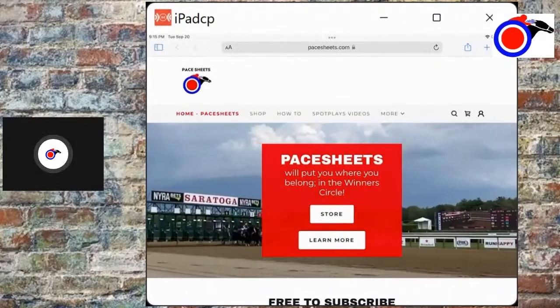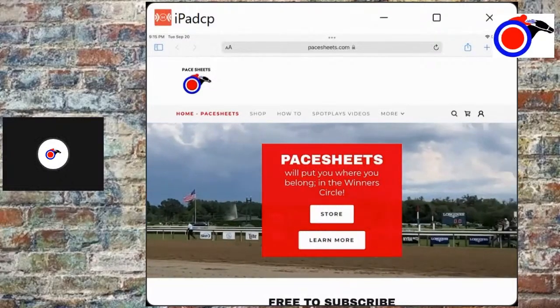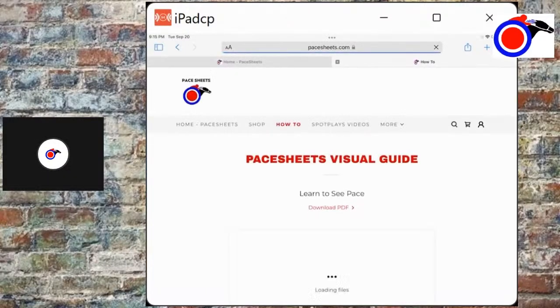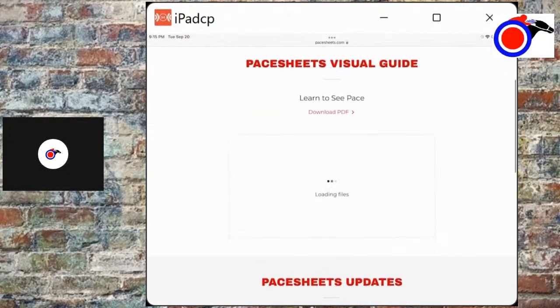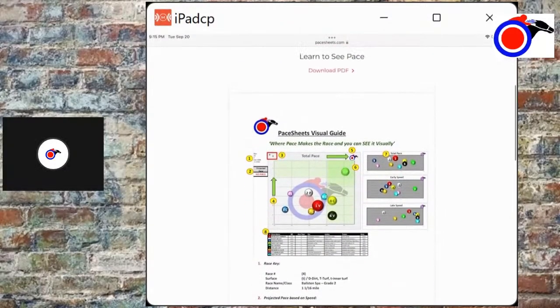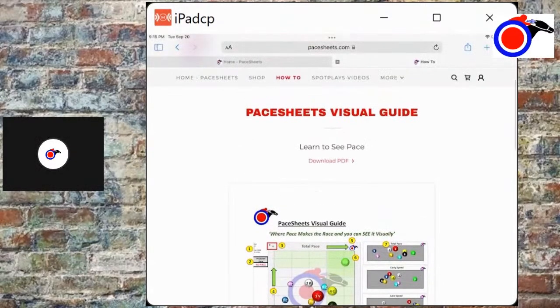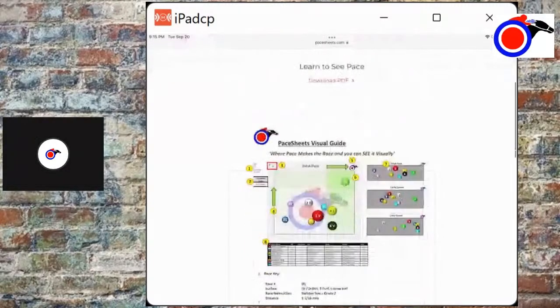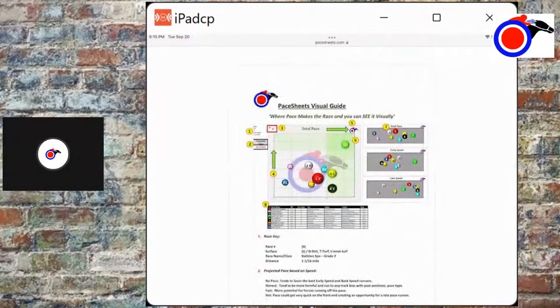So if you go over to pacesheets.com, first off, if you want to learn more, there is a fantastic visual guide on there. All you have to do is click download PDF. You can download it, you can read it, you can follow along the races that we've had out there, the future races that we post, and utilize it to help you pick more winners. And that's the goal here.